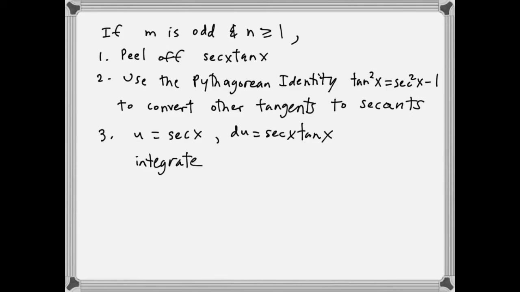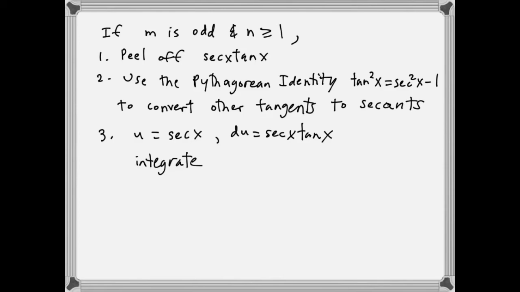Now, hopefully you guys understand, right? If you have an odd number of tangents, then you can peel off one tangent and one secant. That's why you need at least one secant to make this work also. And now the number of tangents is even, right? If it was an odd number and you took one away, now it's an even number. And so you should be able to use the Pythagorean identity to convert tangents to secants.